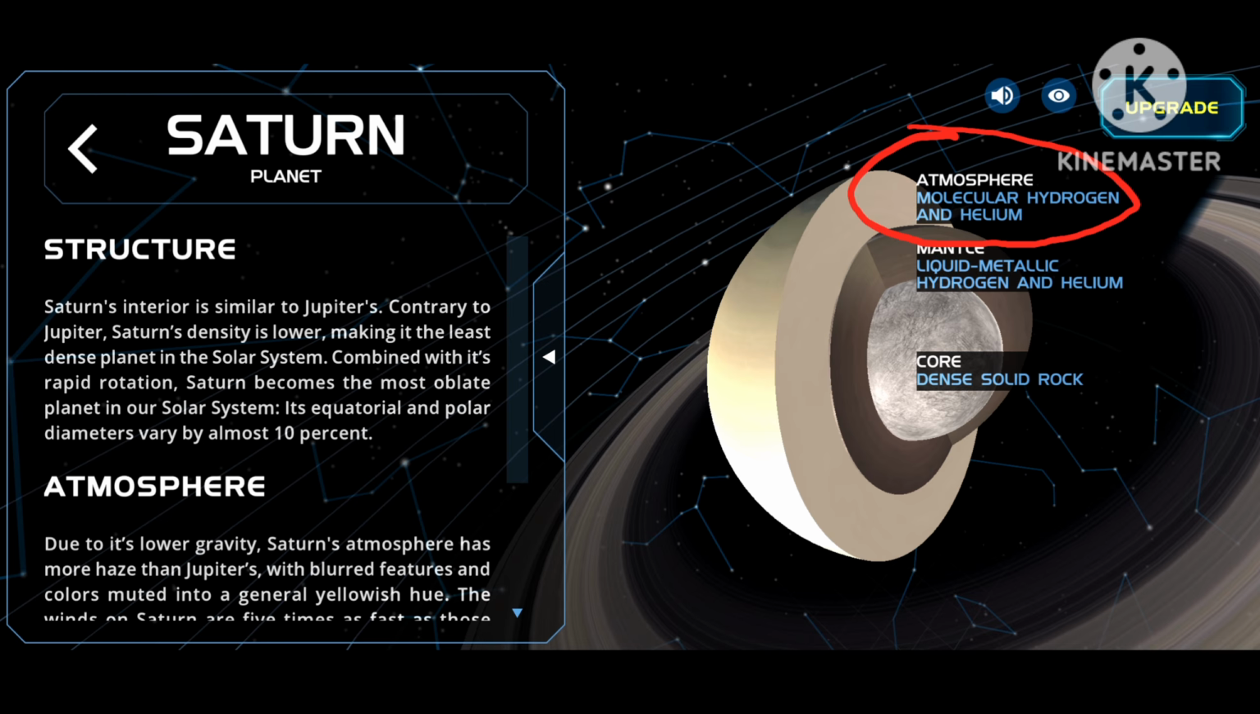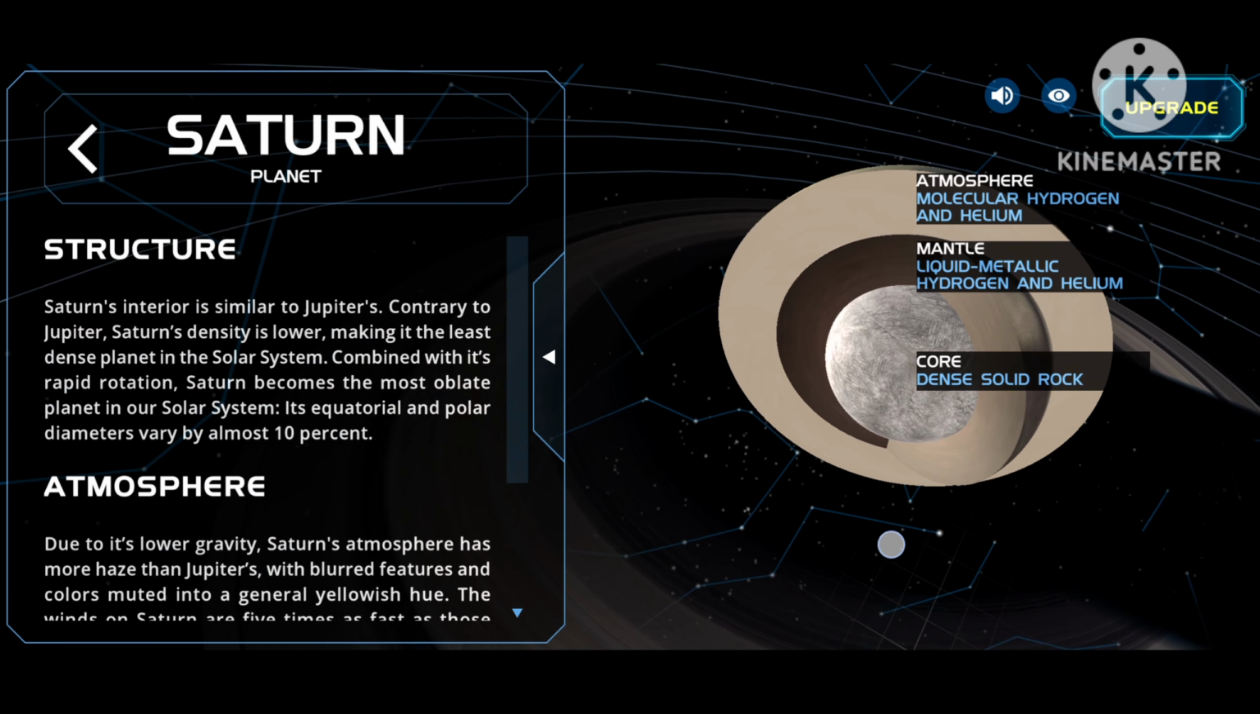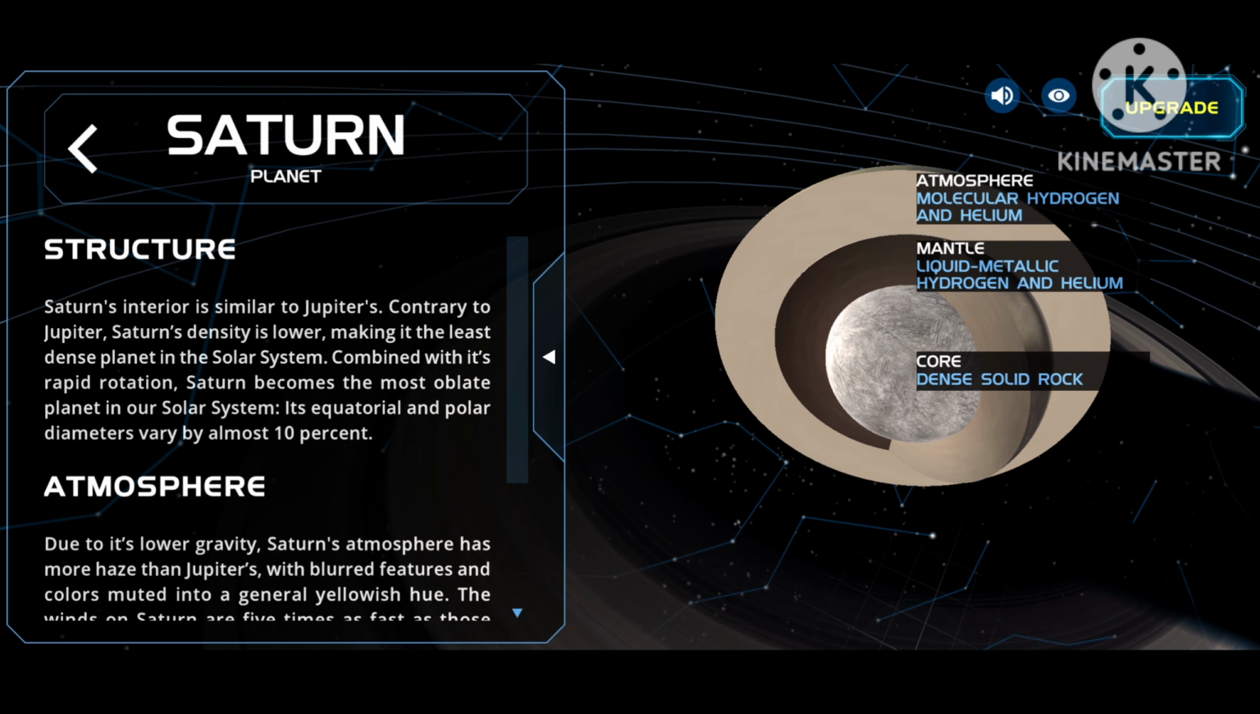That is made up of molecular hydrogen and helium. The second one is known as the mantle, made up of liquid metallic hydrogen and helium, and the innermost layer is known as the core, which is made up of dense solid rock. You can see here, yes, this one is the core. So this is all about the structure.